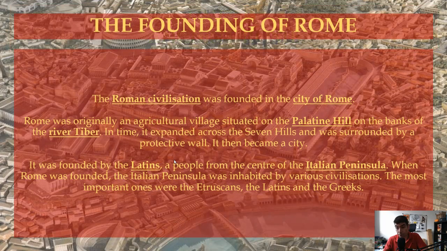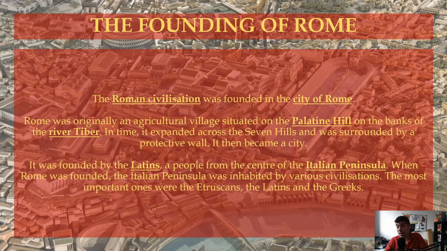So, the Roman civilization, that is what we are going to study, was founded, of course, in the city of Rome, which is in the center part of the Italian peninsula. Rome originally was an agricultural village situated on the Palatine Hill, en la colina del Palatino. Rome was founded around seven hills, and the most important one was the Palatine Hill, on the banks of the river Tiber, a orillas del río Tiber.